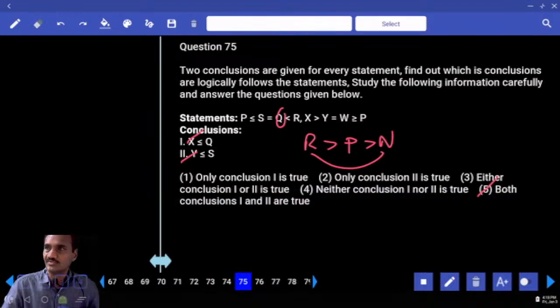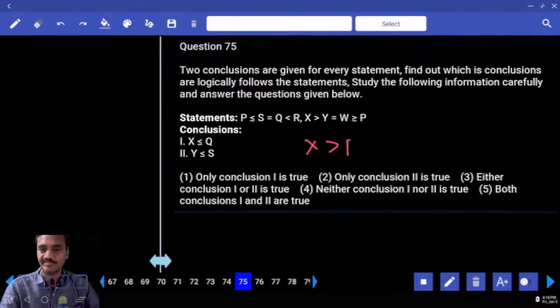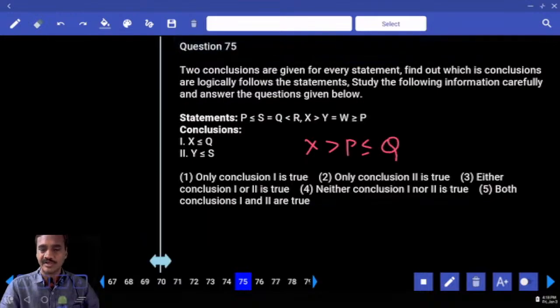Then next one, 75. Here in this one, the relation between X and Q. X is here and Q is here. X greater than P and P lesser than or equals to Q, opposite symbol, and no relation between these two.